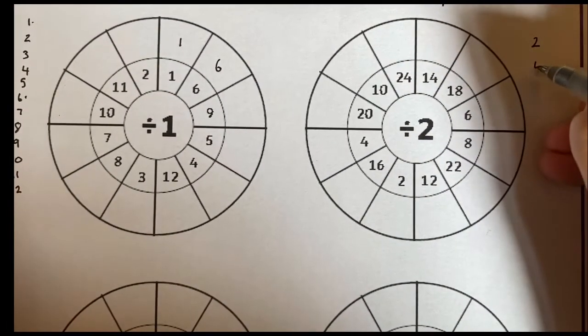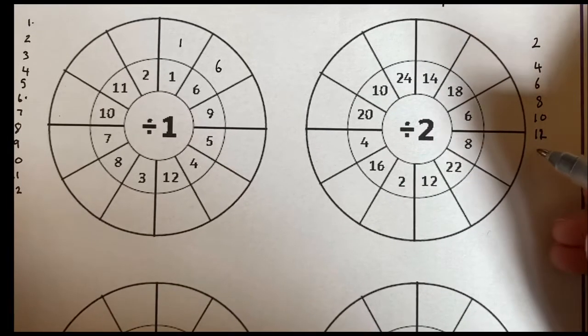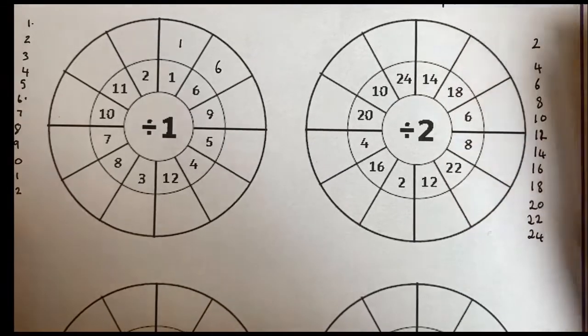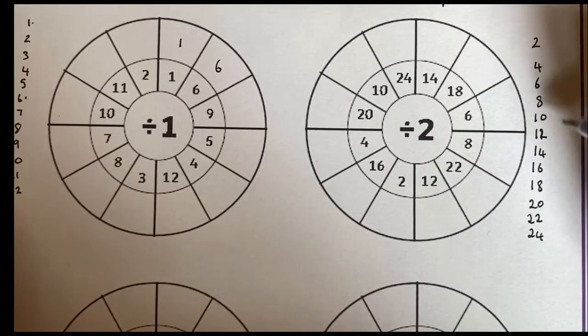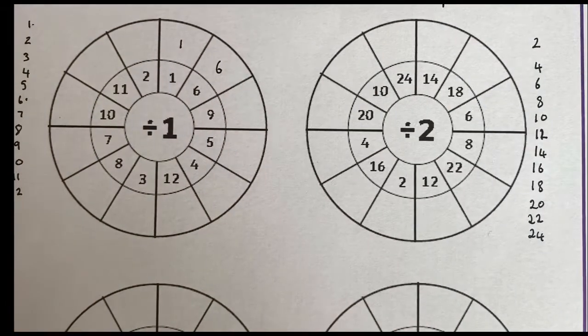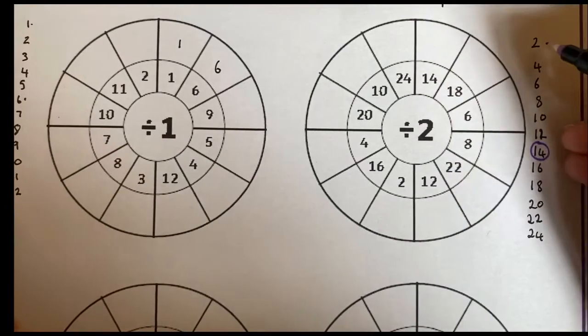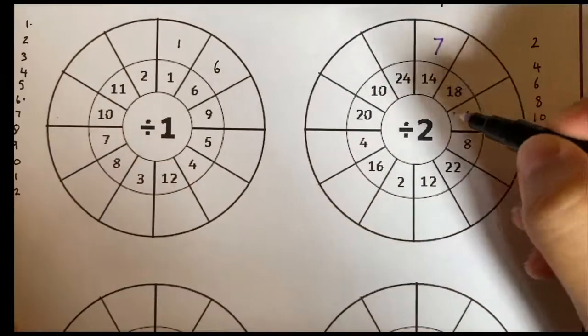So we are dividing by 2 here. I'm going to write out the multiples for 2, if you think that will help you. And then if I start with 14 divided by 2, I'm going to find the 14. Okay, and I'm going to circle it. And then I'm going to find out how many 2s go into 14, and that is 7.